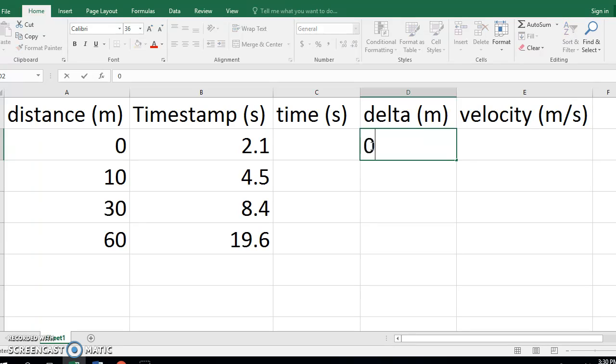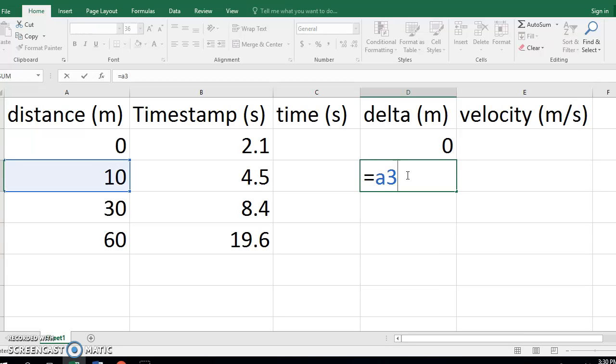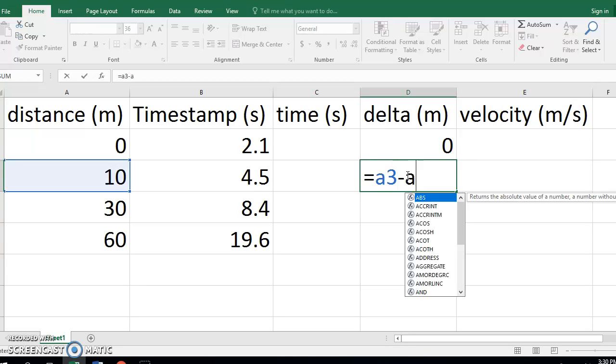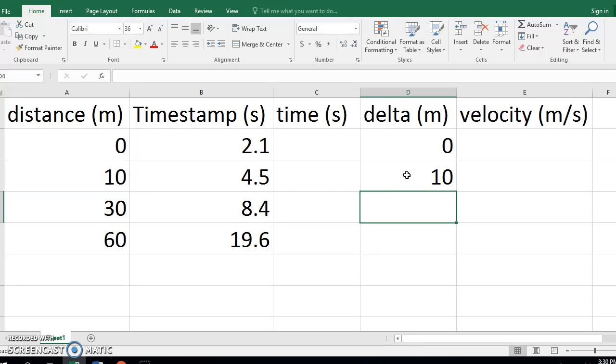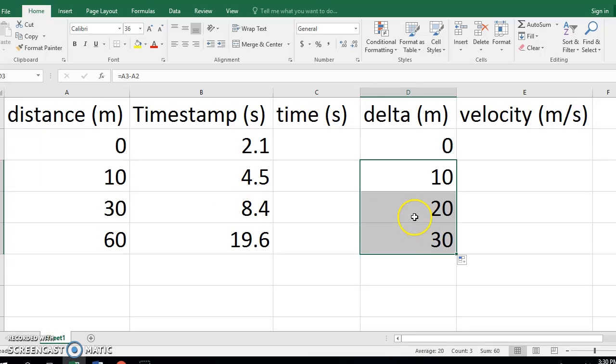Okay, so the distance here is 0. The distance here is A3. I have to do an equals first. A3, so that's 10 meters, minus A2. So the distance that they went was 10 meters. If I grab onto that corner and drag it down, it says, okay, between 30 and 10 is 20 meters, and between 60 and 30 is 30 meters.